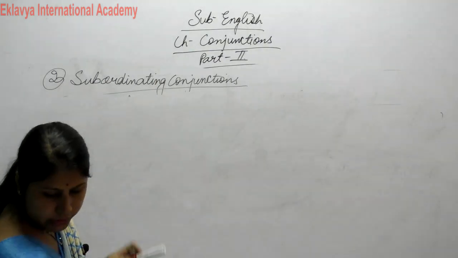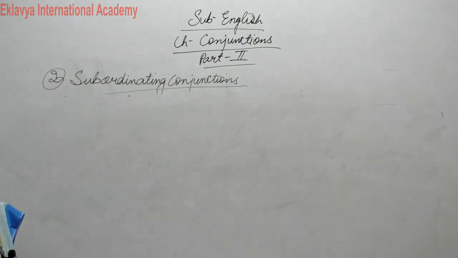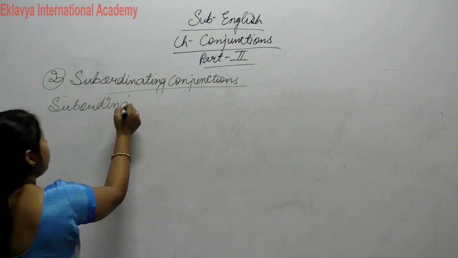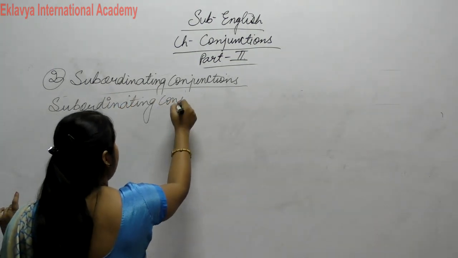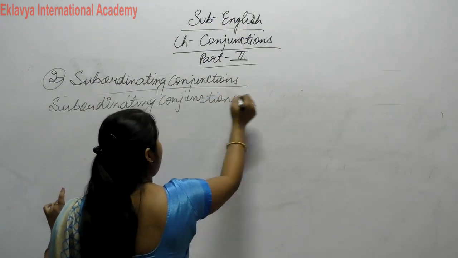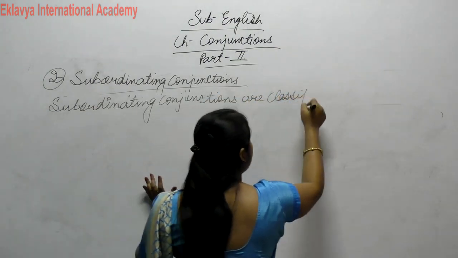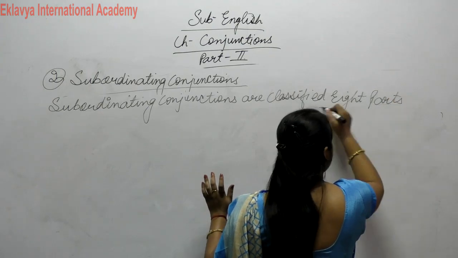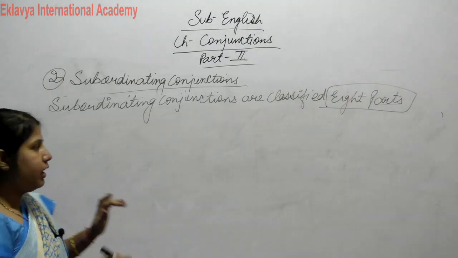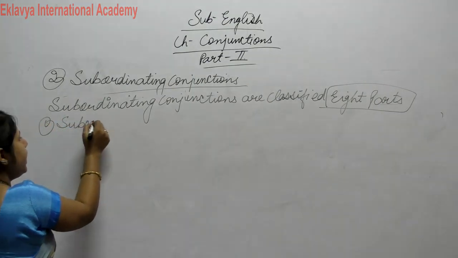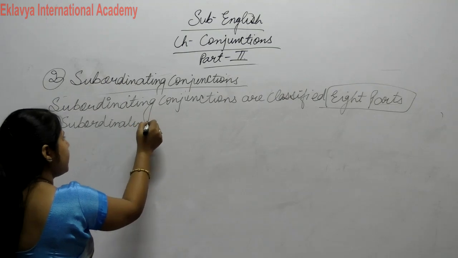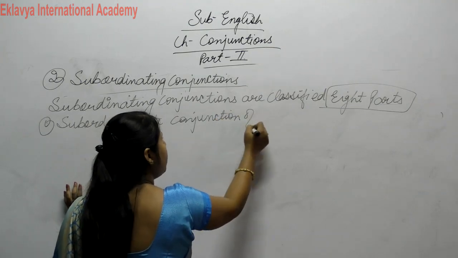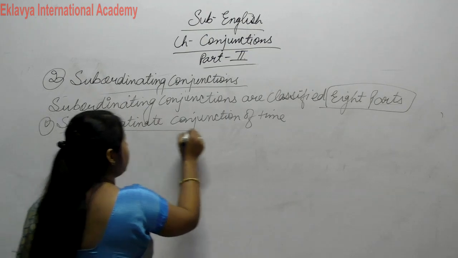Now listen, subordinating conjunctions are classified into 8 parts. Okay, subordinating conjunctions are divided into 8 parts, so we will discuss them one by one. First is our subordinating conjunction of time.